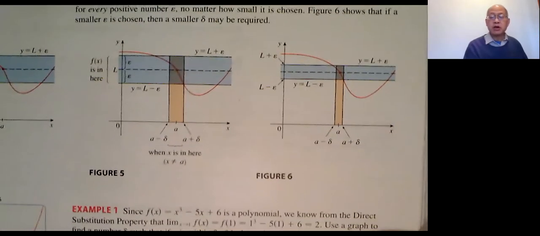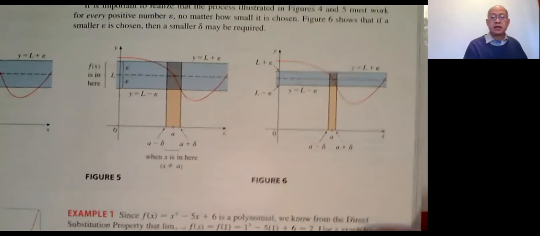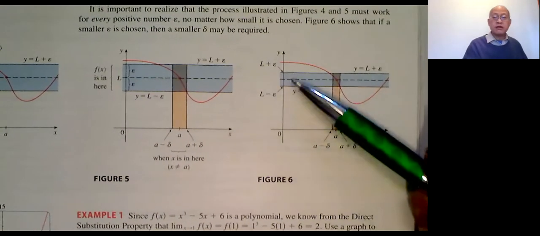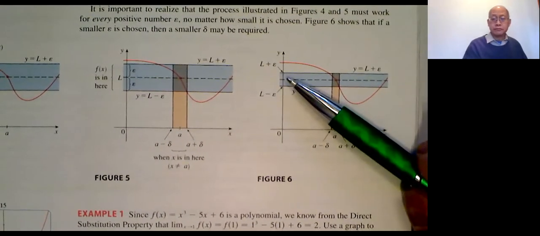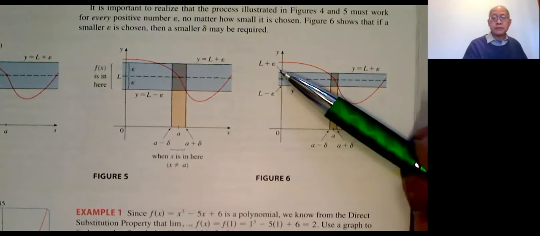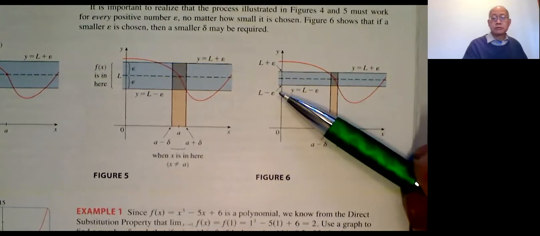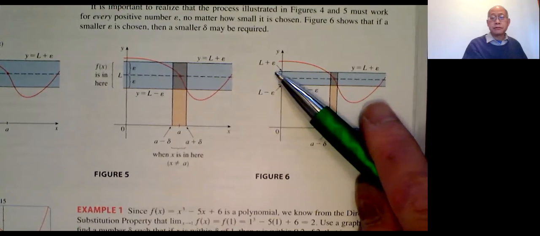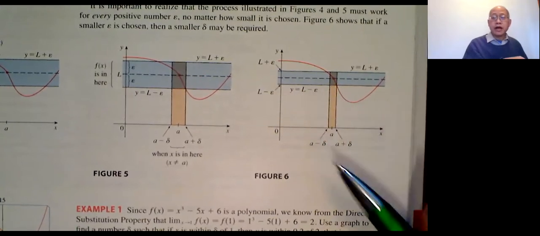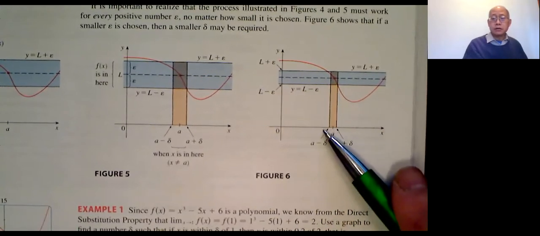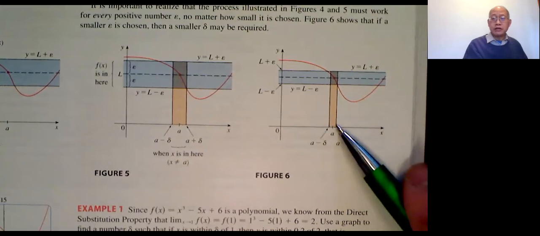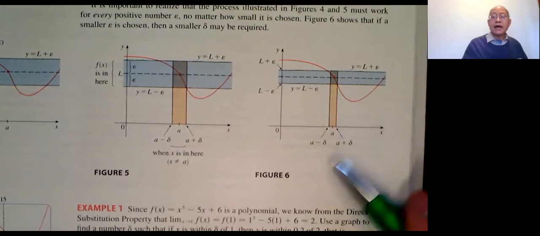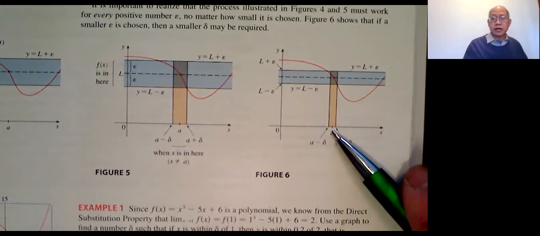Okay. And they've shown an instance here, figure 6. Okay, so you're giving me an epsilon. So I go L plus epsilon, L minus epsilon. In case you're wondering, you're normally not going to draw these pictures. Okay. So can I find a delta so that all the function values in here are within epsilon, except maybe right at x equals a?